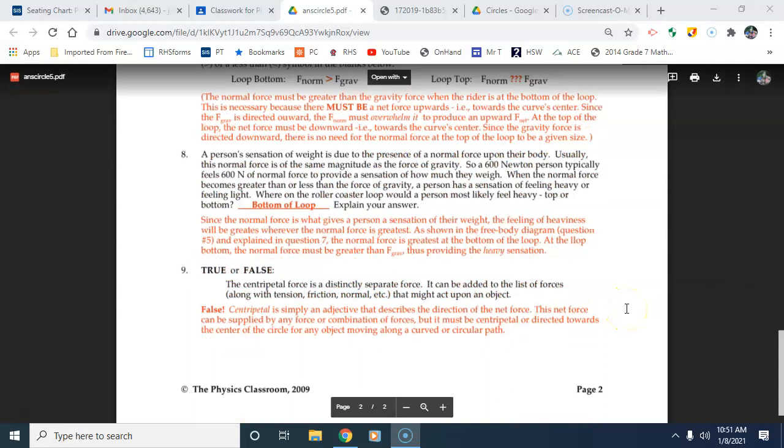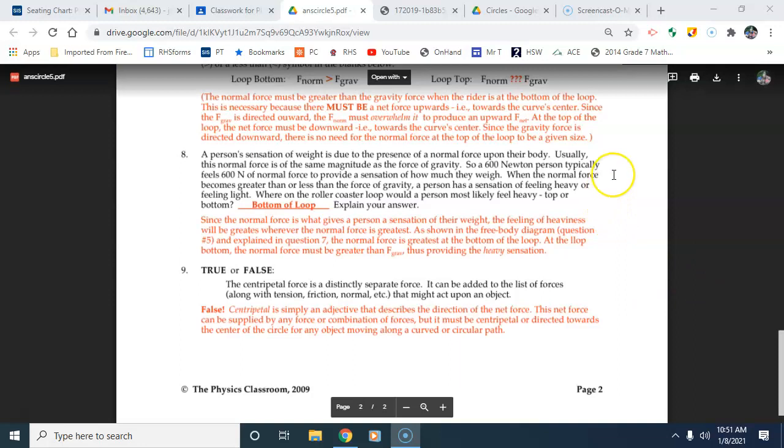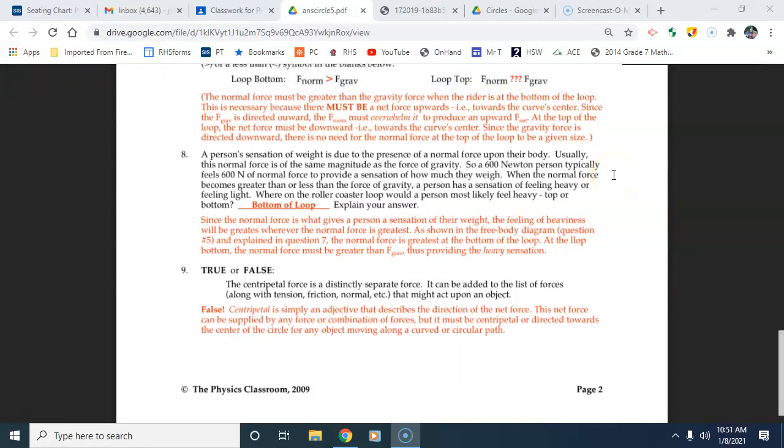All right, number 8. A person's sensation of weight is due to the presence of a normal force upon their body. We actually talked about that way long ago prior to circular motion. We just said that you won't feel like you weigh anything unless something pushes back on you. The reason why a bathroom scale works is because when you step on it, it pushes back on you, and there's either a digital sensor or a spring-loaded sensor for the needle in there to read the force pushing back on you. All right? And as it goes on to say, usually this normal force is the same magnitude as the force of gravity, as long as you step on a bathroom scale at rest.